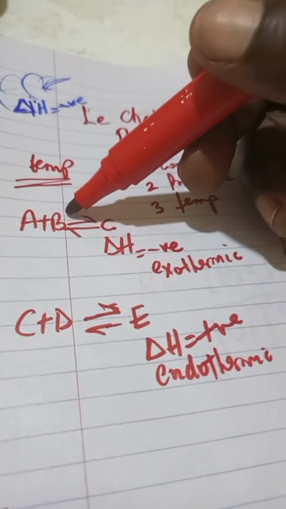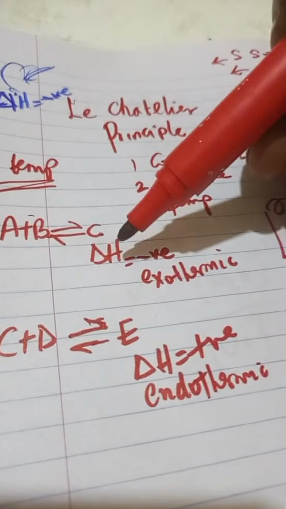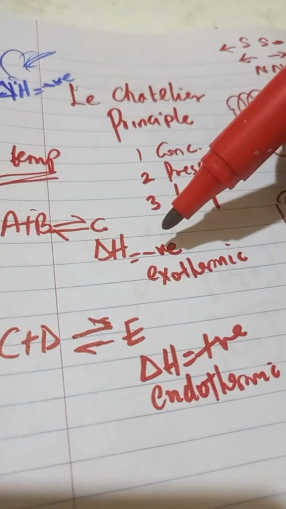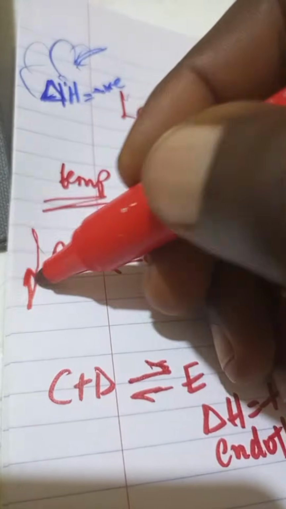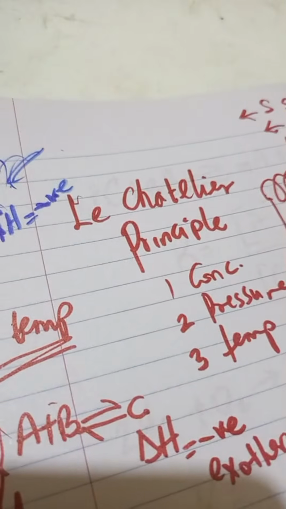Jessica, thank you. So let's look at the first one. A plus B gives you a negative delta H. That means it's exothermic. So what will happen if you increase the temperature? If temperature is increased, what will happen to this reaction? Or if temperature is decreased, what will happen to it? It's very simple. Look at the way I'm going to give it to you now.